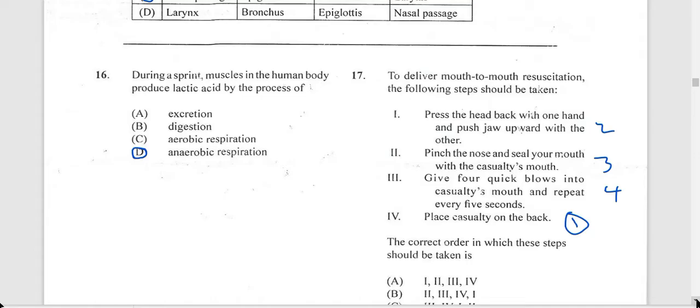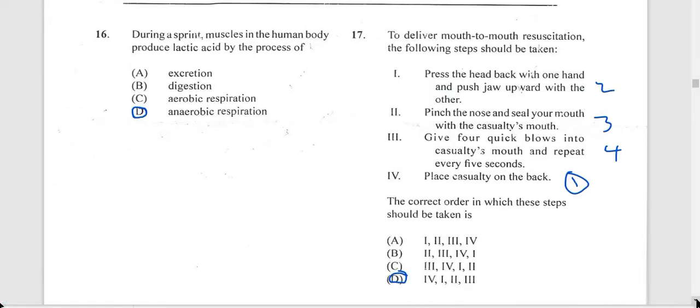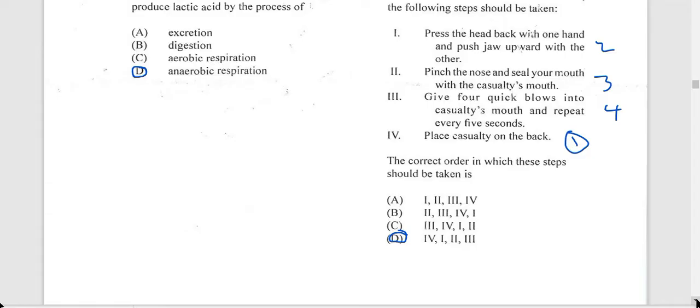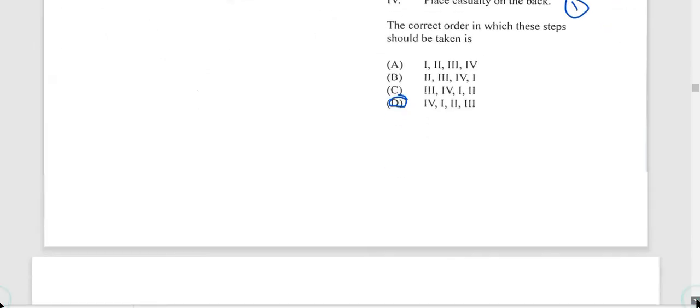Question number 17. Another repeated question here. For the delivery of mouth-to-mouth resuscitation, the following steps should be taken, and our answer here is going to be D. You'd observe for 4, you're going to place the casualty on the back, press the head back with the hand, and push the jaw upward with the other. After which you are going to pinch the nose and seal your mouth with the casualty's mouth. And then the last thing, give 4 quick blows into the casualty's mouth and repeat every 5 seconds. So for 17 there, it's going to be D.